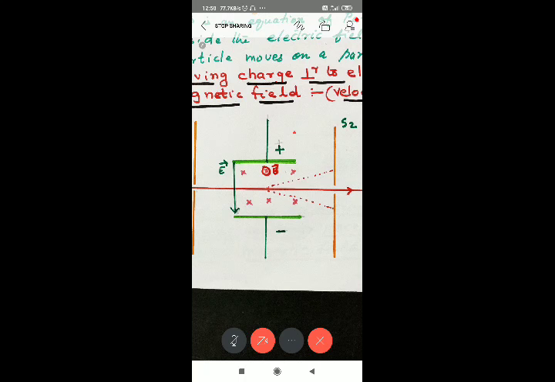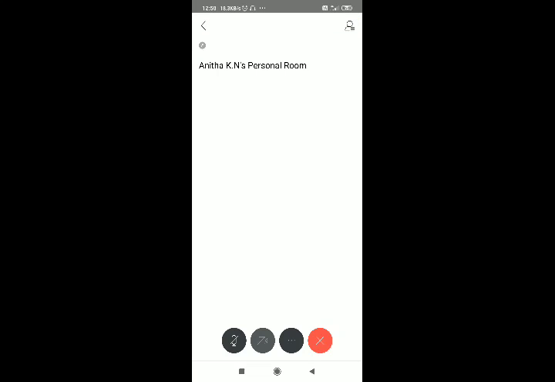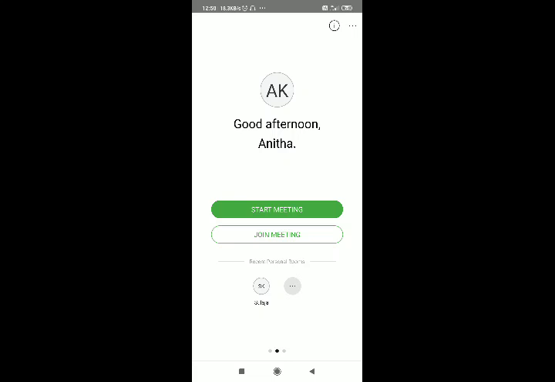Upwards or downwards? Manjima. Abhirami, tell.